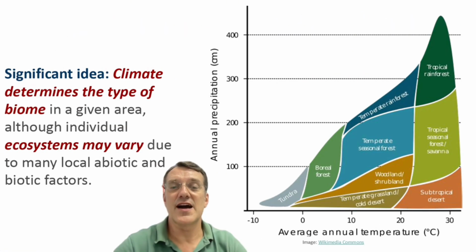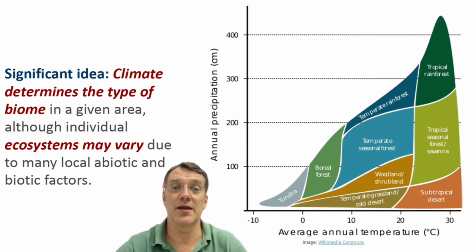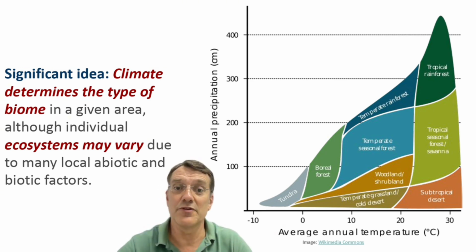Let's get into it. The key concept for this topic is that climate largely determines what type of biome we find in any given area. This is illustrated in the graph showing average annual temperature and precipitation. Notice how different biomes occupy different regions of this climate space.